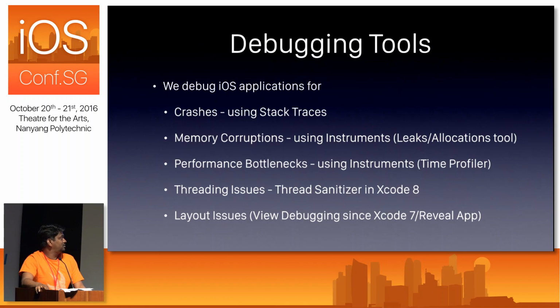Performance bottlenecks, again, use Time Profiler. Threading issues. In Xcode 8, there's a new tool called Thread Sanitizer. I don't know if anyone uses threads directly now. I have completely moved to operation queues and stuff like that. Anyone still using threads? Okay, thankfully.